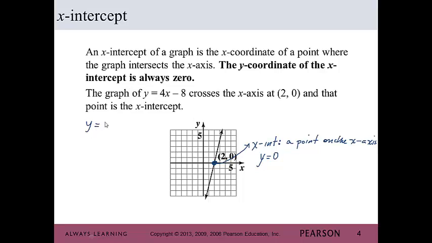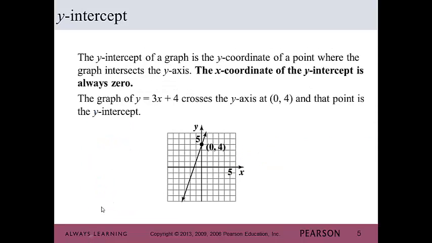If you were to look at this equation, and you set y equal to 0, so in this equation I have y equals 4x minus 8. If I set y equal to 0, and then solve for x by adding 8 on both sides, then dividing by 4, you'll get x equals 2, which is the x-intercept.